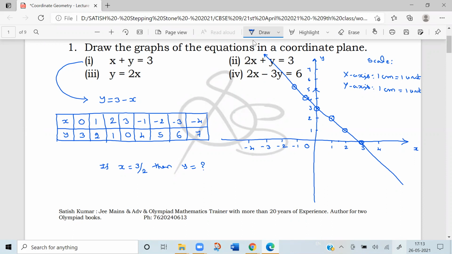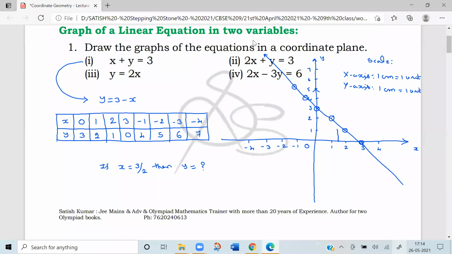This is the point. Now you draw a perpendicular to the x-axis. Wherever it intersects the line, from that point again draw a line horizontal to the x-axis, parallel to the x-axis. Now, this is the value. So this value is how much? 3 by 2. Now you can verify whether this is correct or not. When I substitute x equal to 3 by 2 in the equation, y equal to 3 minus 3 by 2, which is 3 by 2.